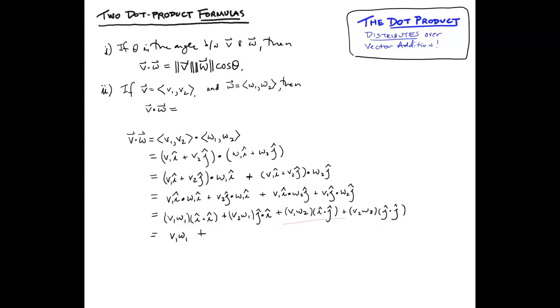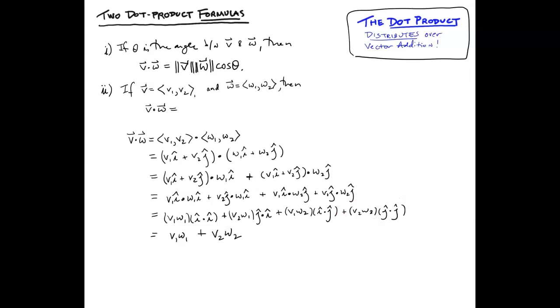Let's move on to this one. Here we have, again, the same problem. i hat dot j hat is 0, so this term disappears. And now we're left with this one right here. j hat dot j hat, that's the length of j hat squared, which is 1 squared, which is 1. So this whole thing just collapses to v2 w2.